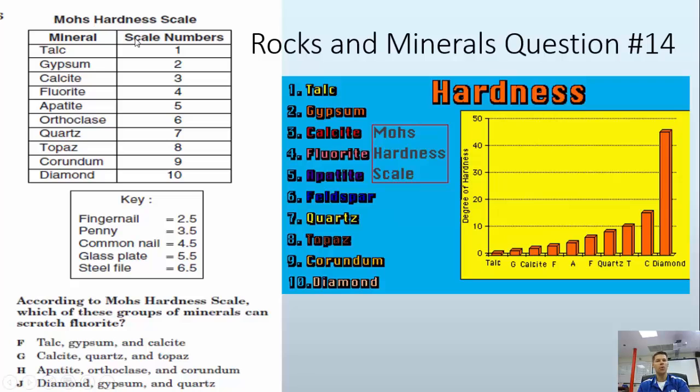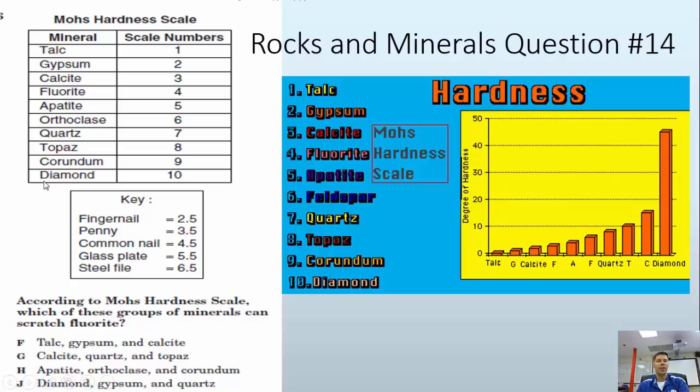Okay, we got the Mohs hardness scale. Talc, which is a mineral, has a hardness of 1. That's the softest mineral we have. If you remember talc, and you just take talc and rub it together, it'll break apart into a powdery substance, almost like a baby powder, talcum powder.